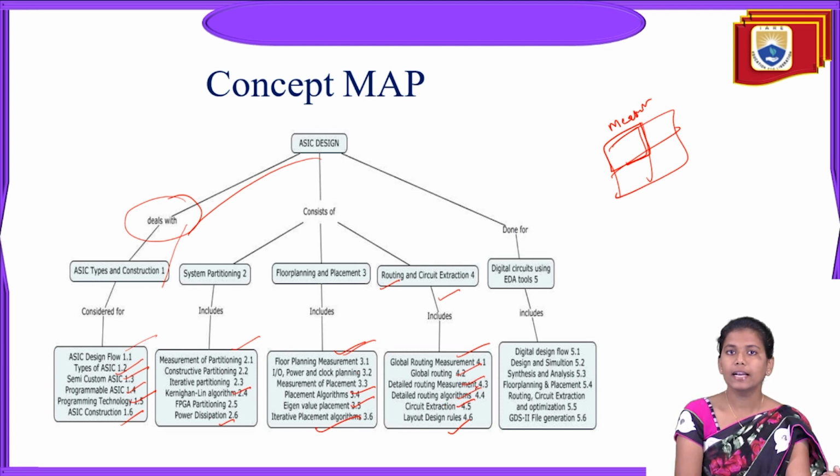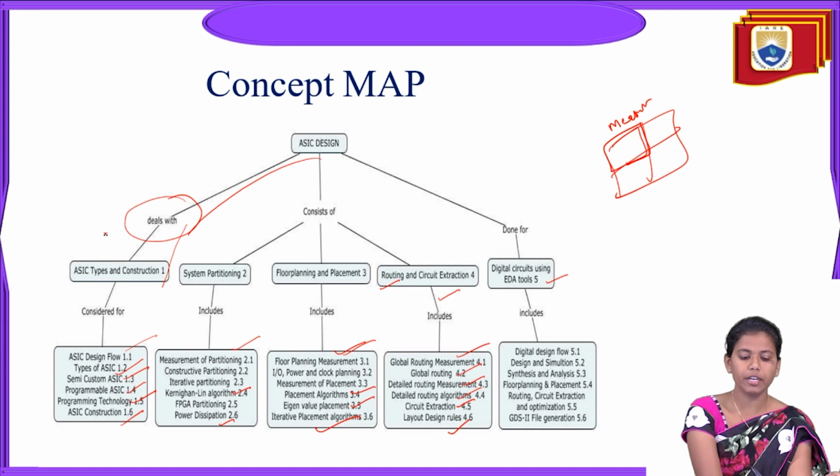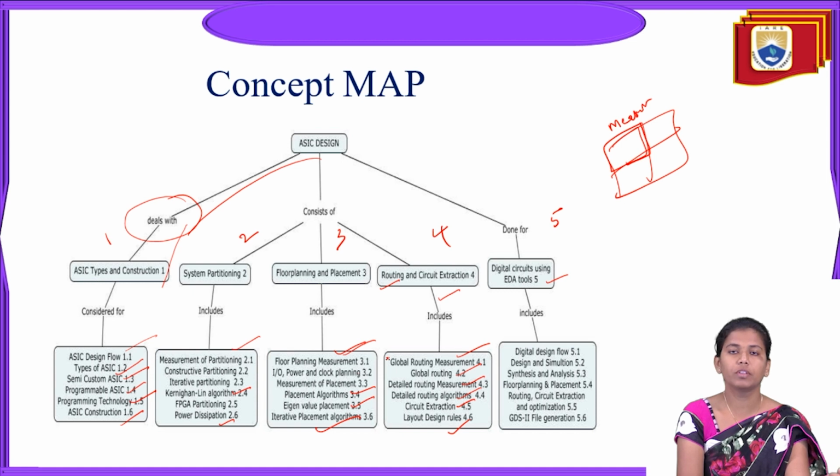And then ASIC design is done with digital circuits using EDA tools. So after these 4 parts, it is divided into 1, 2, 3, 4, 5. The design of the ASICs has been divided into 5 categories. Of these 5, we have completed 4, until routing and circuit extraction. After that, we are moving on to the usage of the VLSI EDA tools. Here, digital circuits using EDA tools include the digital design flow.